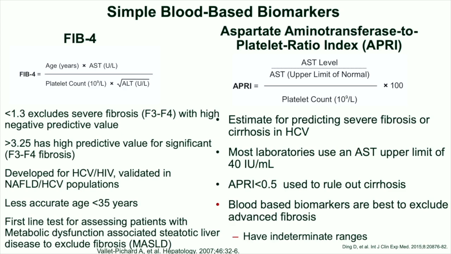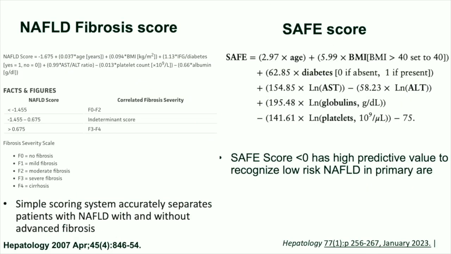The AST platelet ratio index, or APRI, is also helpful, again predominantly used for viral hepatitis, and a value less than 0.5 really very nicely excludes cirrhosis as well. However, all of these tests fall down in indeterminate ranges, which is why we sometimes have to combine these with other tests.